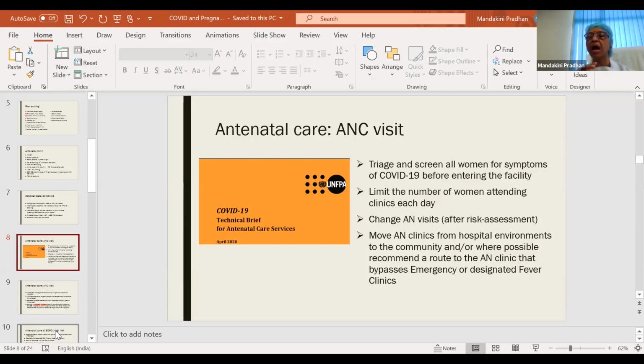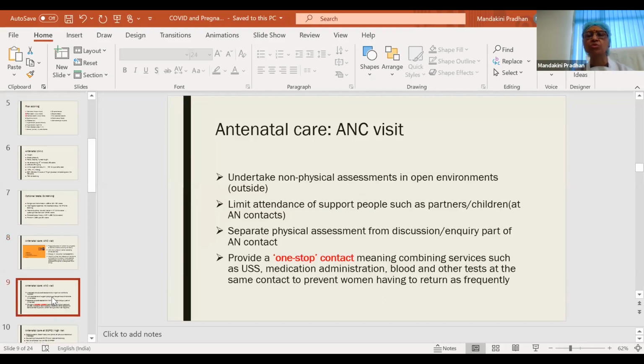Then there is the number of people accompanying the patient. What we have done is that a patient in a wheelchair may be accompanied by another person, but if it is a normal pregnant woman who can walk, all relatives stay outside the hospital. Only the pregnant woman is allowed inside our clinic. Similar strategies need to be taken since the disease is spreading very fast. You can have non-physical assessment in an open environment. We have not done that, but we have shifted from a room strategy to our corridor for patient history taking and examination.